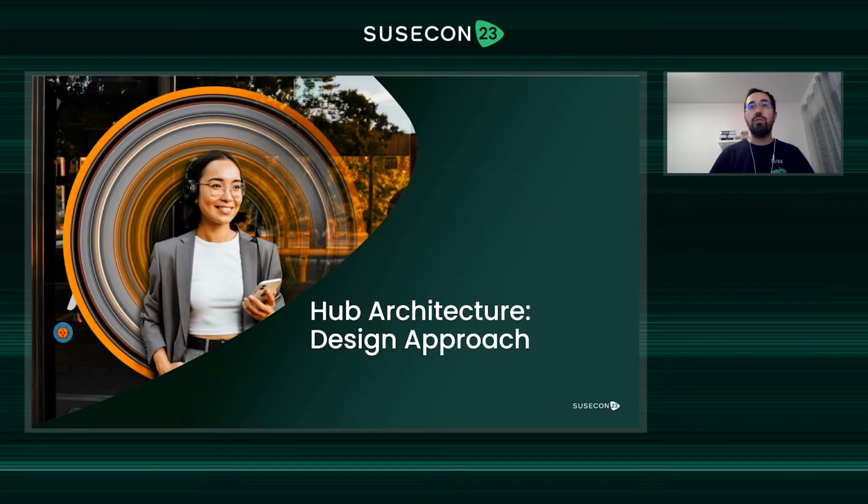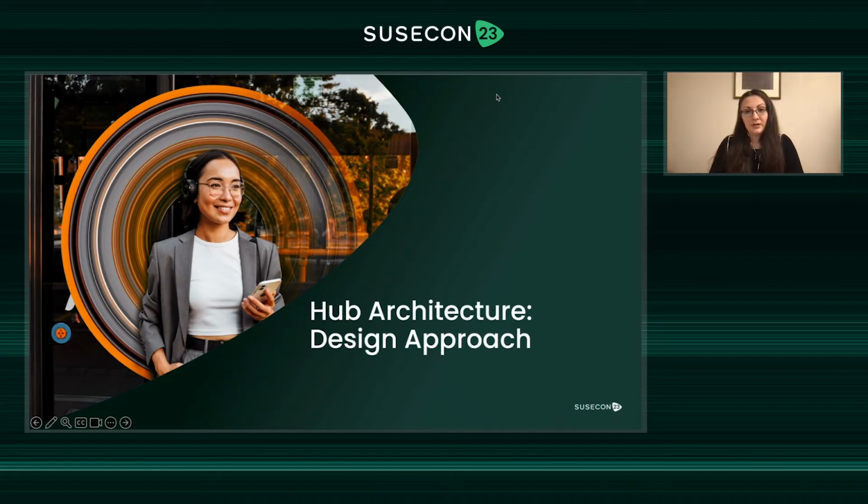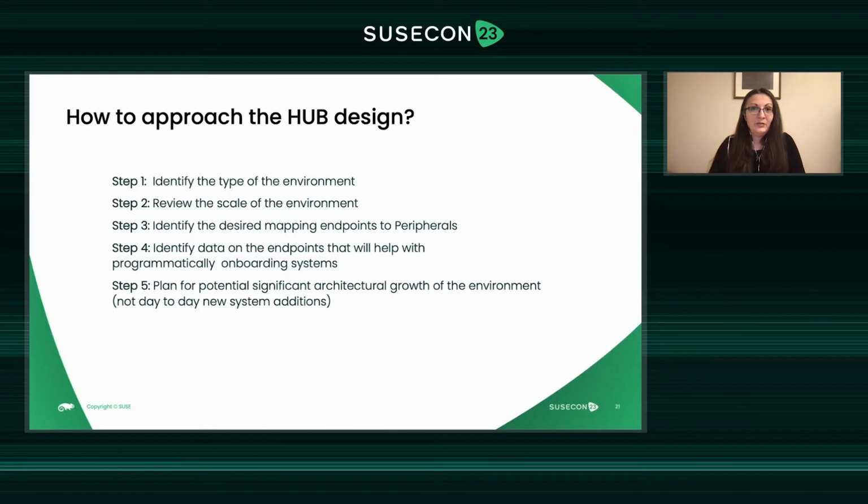Okay, moving forward. Hub architecture design approach. How do you approach the hub design once you have decided that this is the right architecture for you, based on the examples that Ricardo discussed in the previous section? Well, step one is to identify the type of environment that you're working with. Is it retail? Is it not retail? Are there multiple geolocations involved?